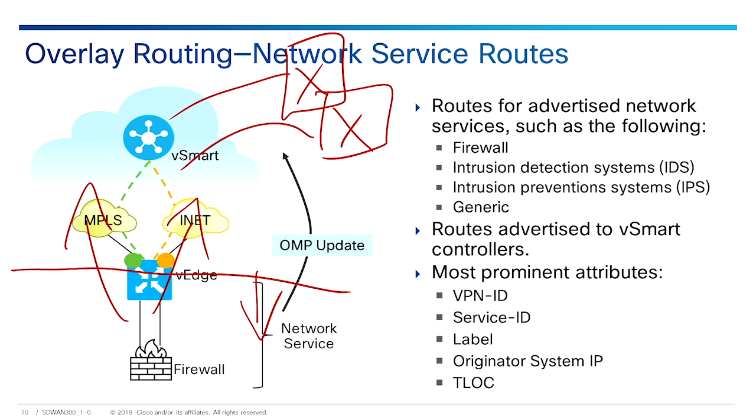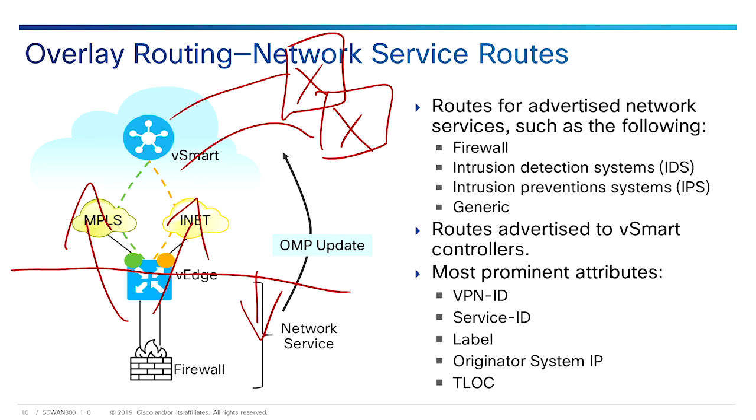So the hub and local branch vEdge routers are going to use these service routes to advertise the services available in their networks to the vSmart controllers in their domain. They maintain service routes in their routing information base, and the vSmart controllers do not propagate these routes to the vEdges. Each service route, SAFI, has the following attributes. A VPN ID identifies the VPN that the service belongs to. A service ID identifies the service being advertised by the service node.